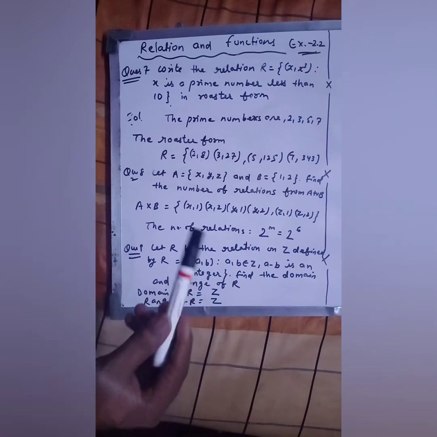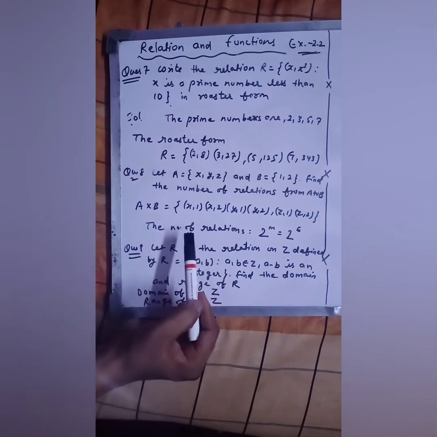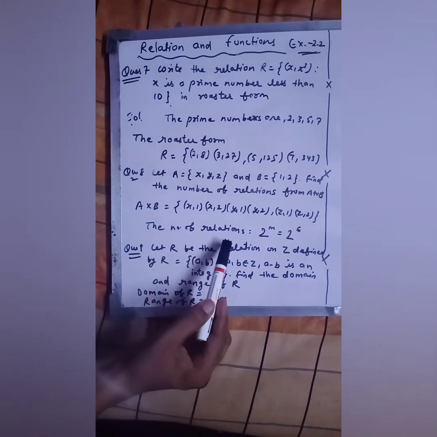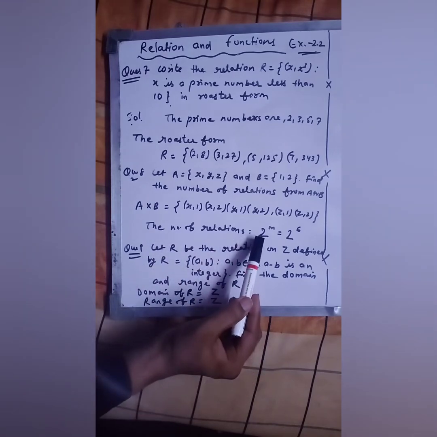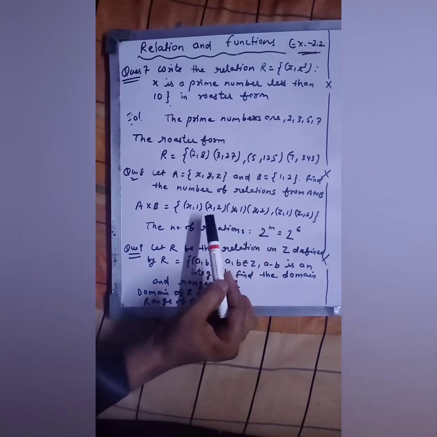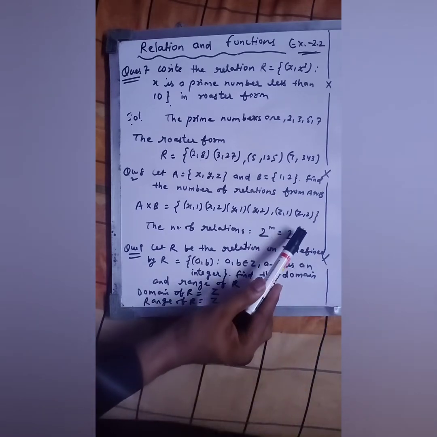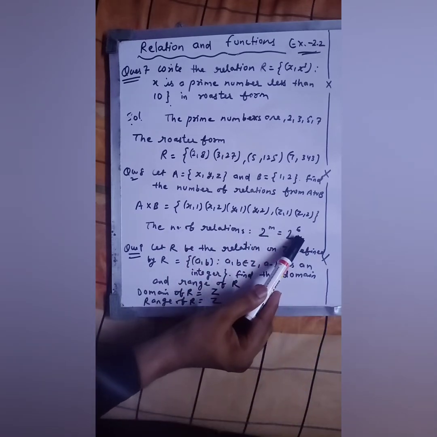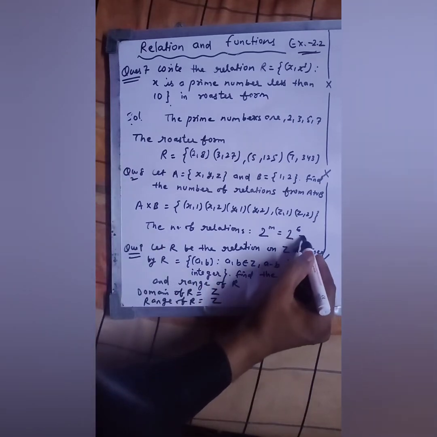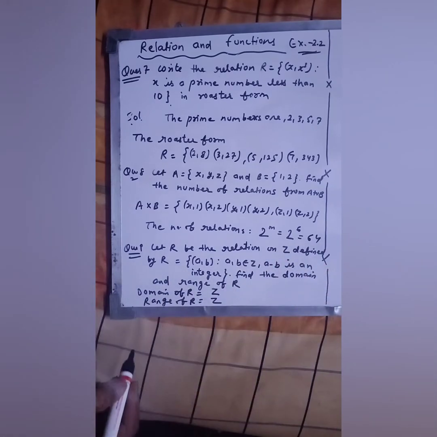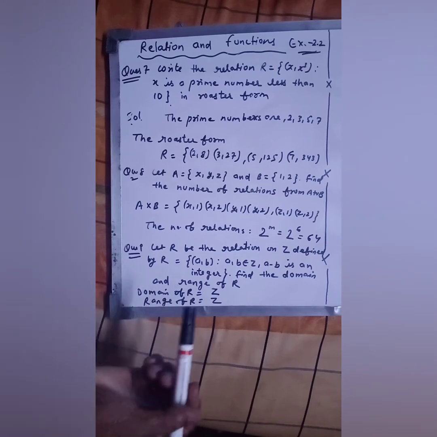relations. So if we have to find the total number of relations, there is a general formula: 2 raised to power m, and here m is 6 because we are getting 6 relations. So that is 2 raised to power 6. Whatever answer you get, I think you will get 64. So that is the total number of relations. Got it? Yes. Next.